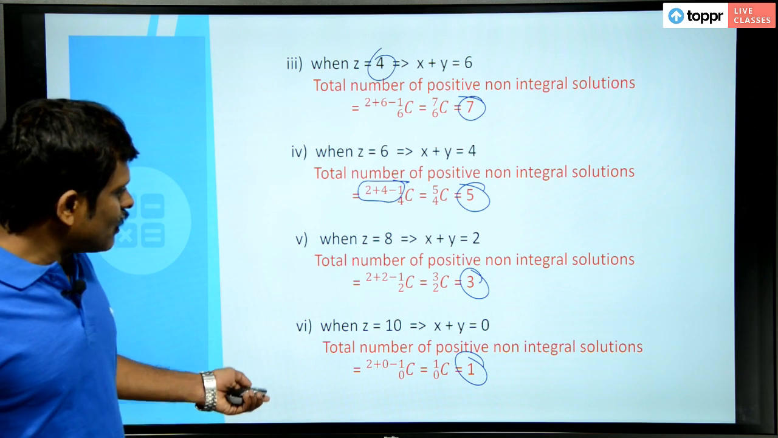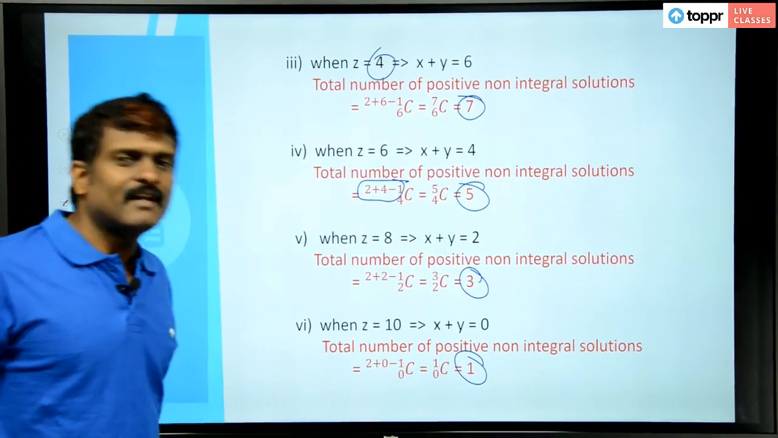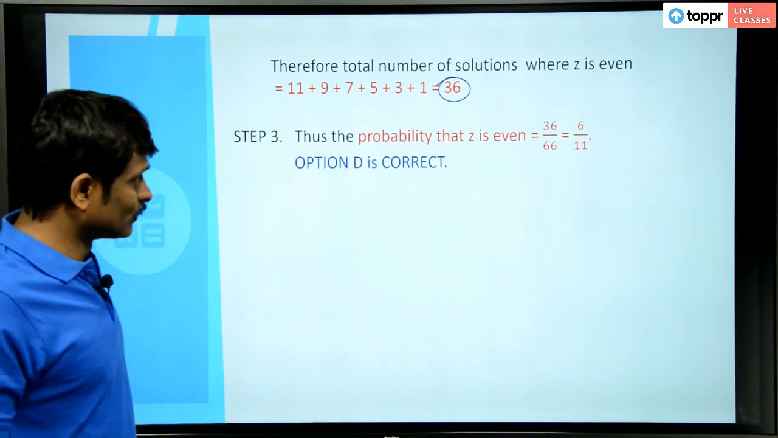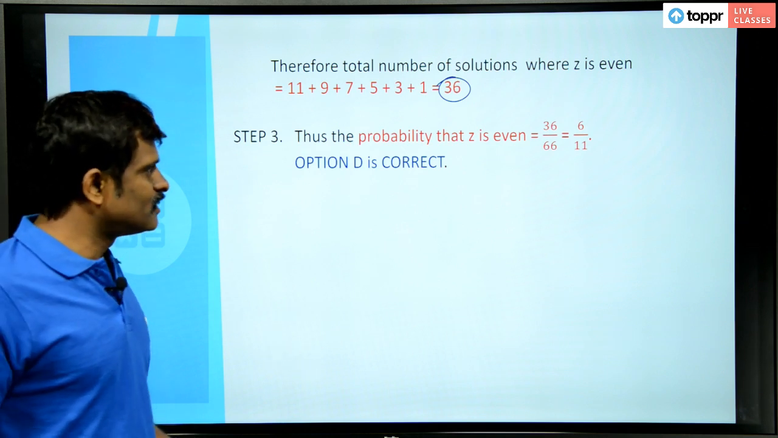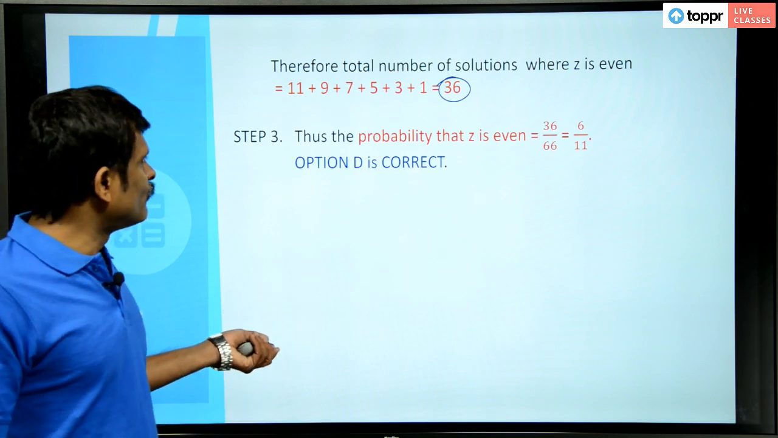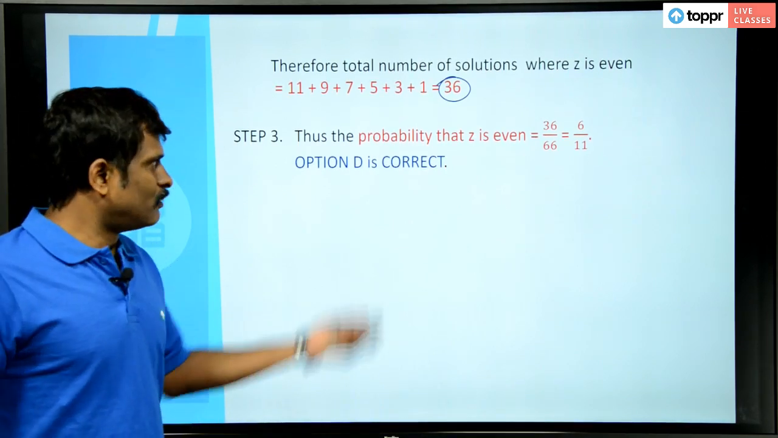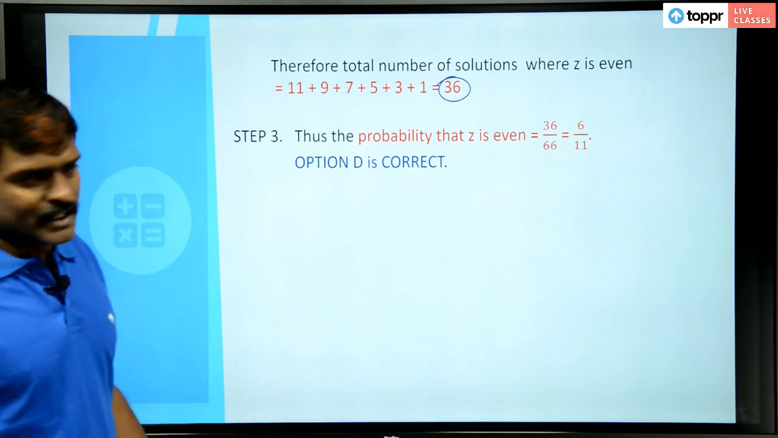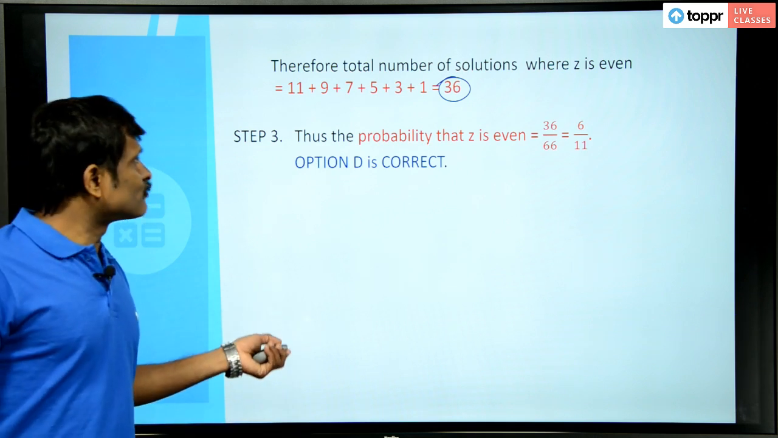So, these are the numbers we have: 11, 9, 7, 5, 3 and 1, and we add all of them, that is equal to 36. So, 36 by 66, because we want z to be even. 36 by 66 is equal to 6 by 11, that is the correct option. So, when x plus y plus z is equal to 10 and z is to be an even number, the probability is 6 by 11. Out of every 11 numbers we create, 6 will have z as an even number. Let us get into the next question.